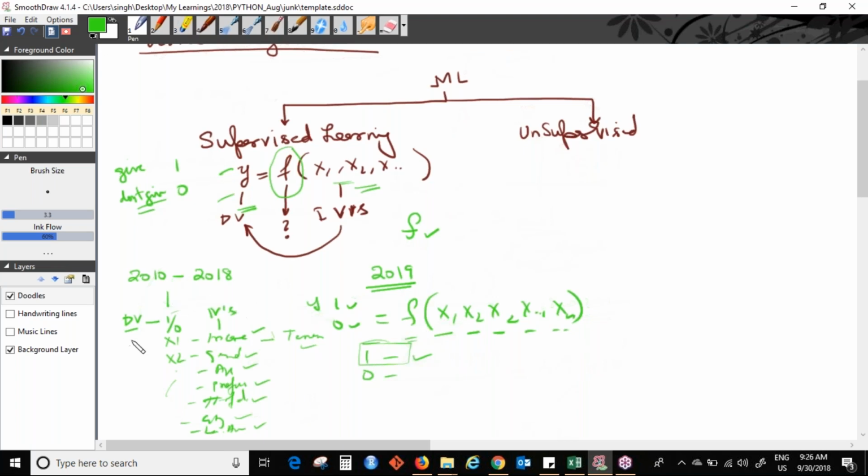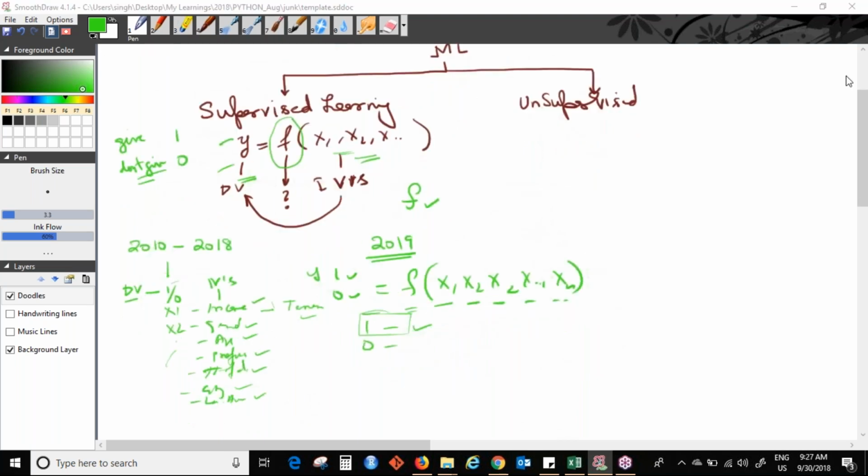We have historical data based on which we find this function f, and then we take that function f and collect all the independent variables of future or new data, and then we find out the value of y. This is how all machine learning algorithms work. Do you follow, guys? Doubts here?